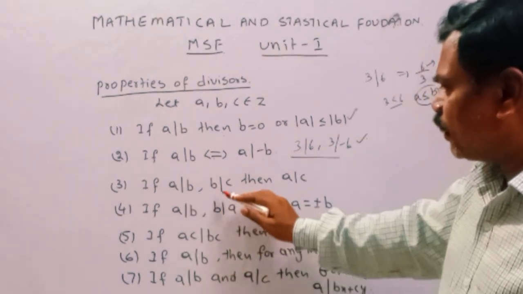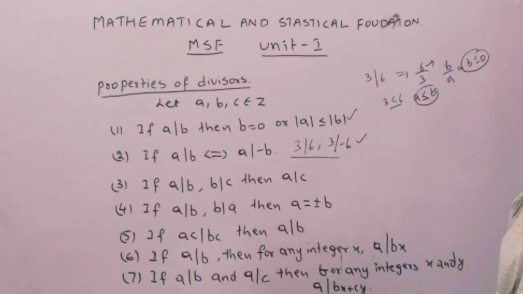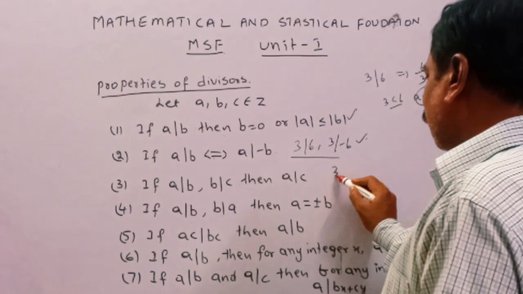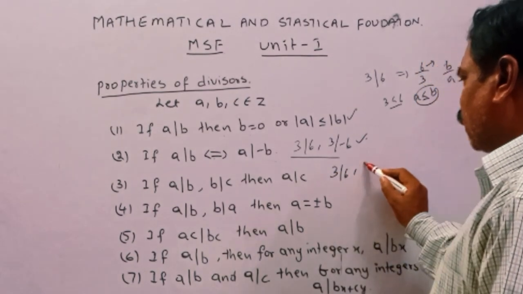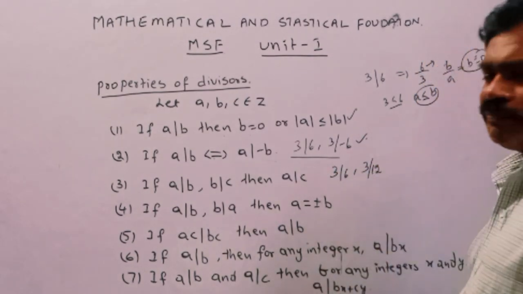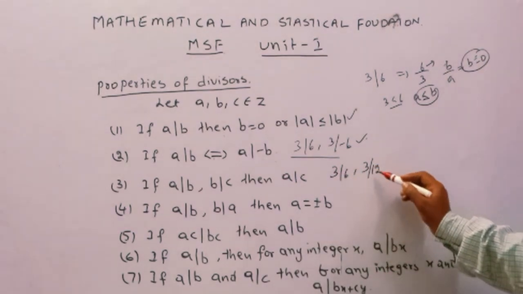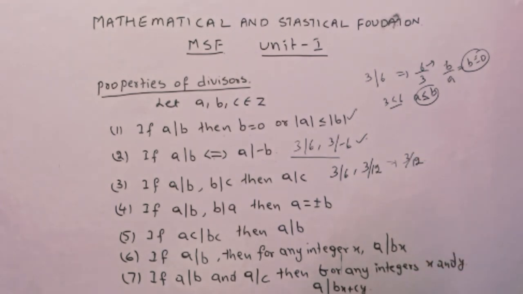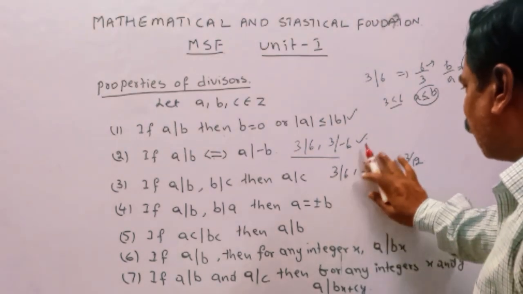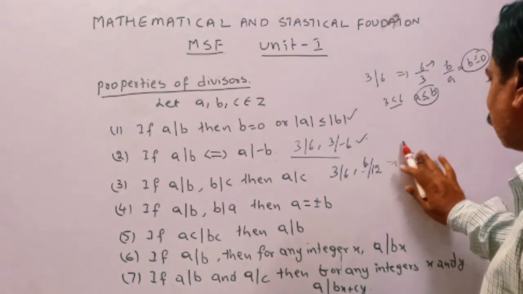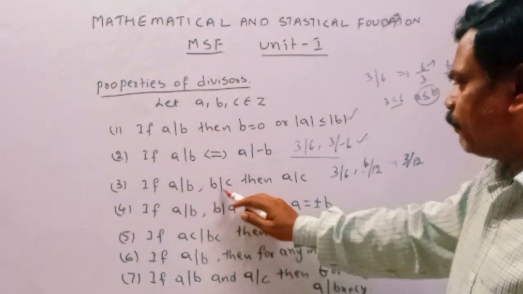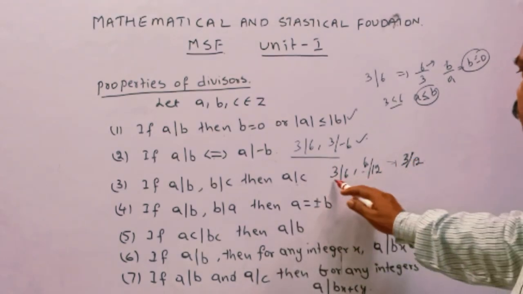If a divides b and b divides c, then a divides c. Suppose 3 divides 6 and 6 divides 12, then 3 automatically divides 12 also. So if a divides b and b divides c, then a divides c.